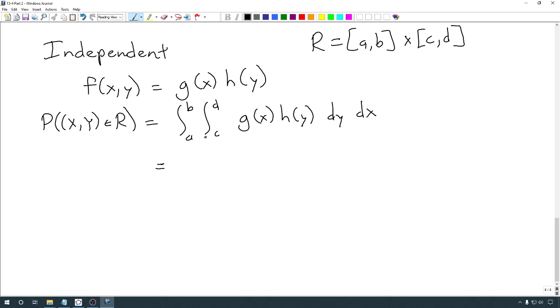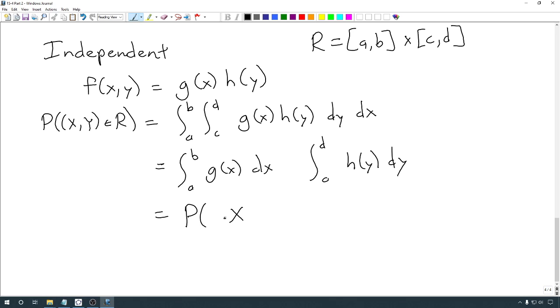Because we're dealing with just numbers as our limits, and our integrand is just the product of a function of x and a function of y, we're able to split this up pretty easily. We have the integral from a to b of g of x dx times the integral from c to d of h of y dy. Well, this thing here is the probability density function for the random variable x. So really we're just saying the probability that x is between a and b. This one similarly is for y, the probability that y is between c and d.